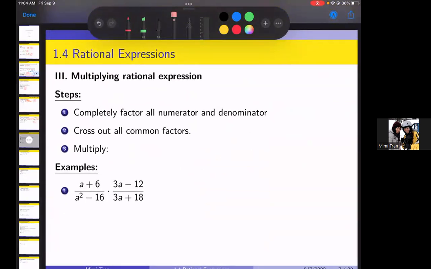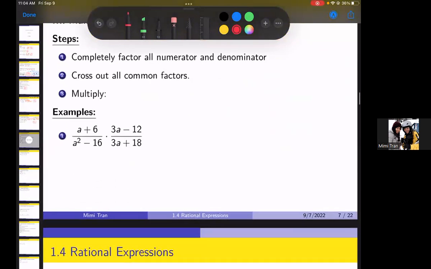Multiply rational expression. Now we multiply two of them and then we simplify. It's the same thing. It's just I'm giving you an extra fraction. That's all. Multiply. So set is the same, still the same. Completely factor out, cross out the common factor, and then we multiply. Same thing. I'll do the first one.